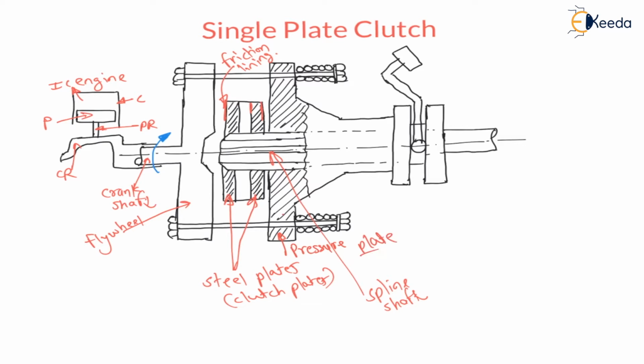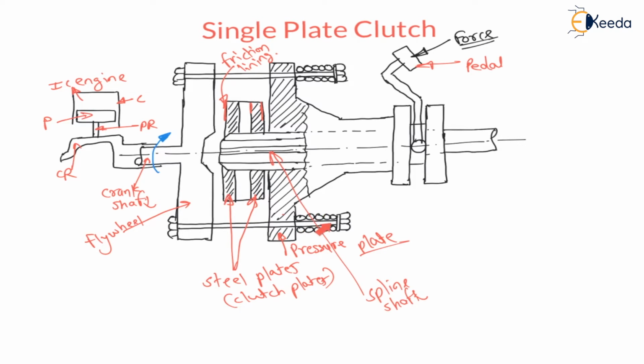Now this pressure plate will exert pressure on the clutch plates or steel plates. Here it is a pedal on which we apply force for clutching purpose. If force is applied on the pedal, the clutch will be disengaged. Whenever force is not applied on the pedal, this pressure plate will exert pressure on the clutch plates, so that the clutch will be in engaged position with the engine, right.